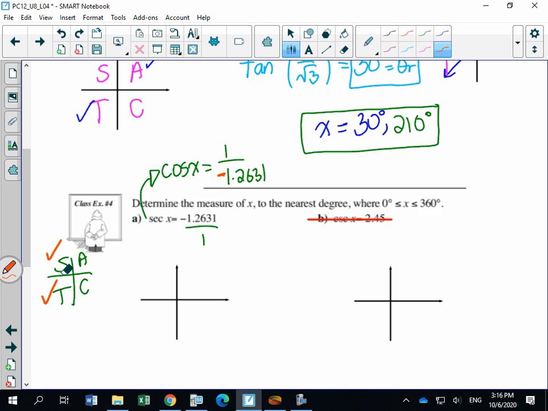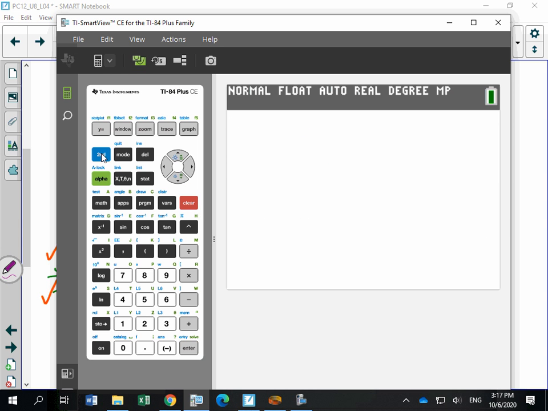After you figure that out, we need our reference angle. So to get the reference angle, we're going to take the inverse cos of the absolute value of this number, which just means type in the positive. Don't type in any negatives. So 1.2631. And let's see what we get as an answer. So I'm just going to clear what I previously had. Second function cosine of the absolute value of 1 divided by 1.2631.